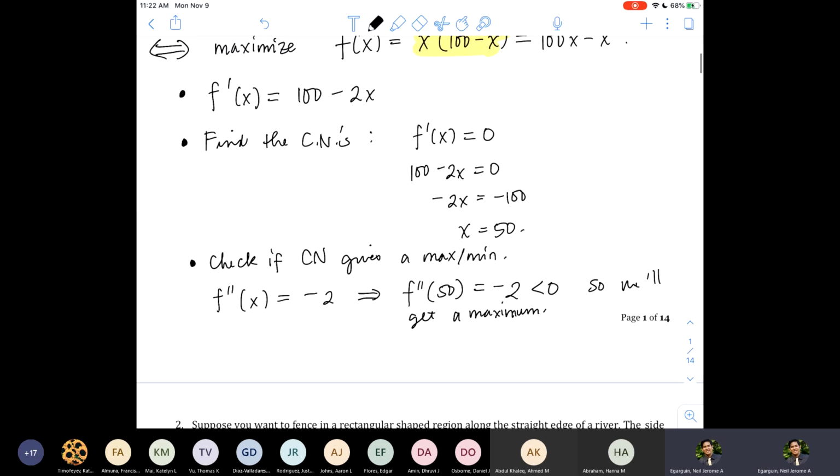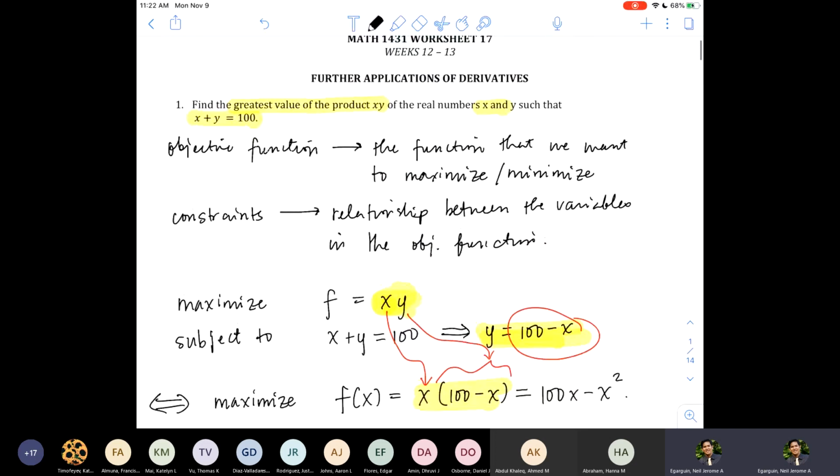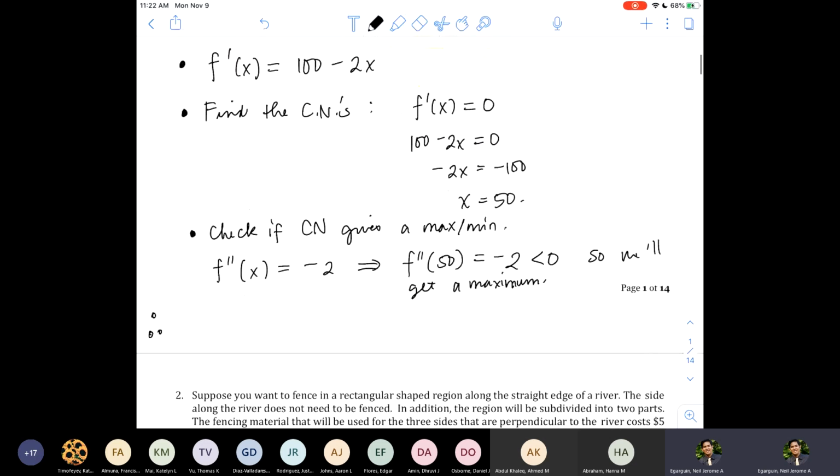And then this is the additional step when working with word problems. Make sure to answer the question. So what is the question here? The question is find the greatest value of the product xy. So what would be the maximum product? Well, here we can say that the product is maximized when x equals 50, right?